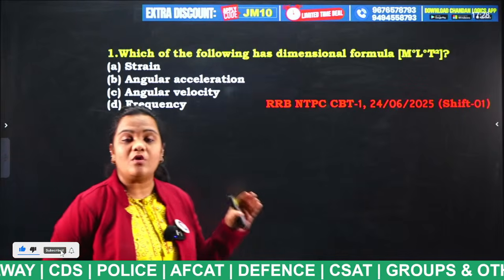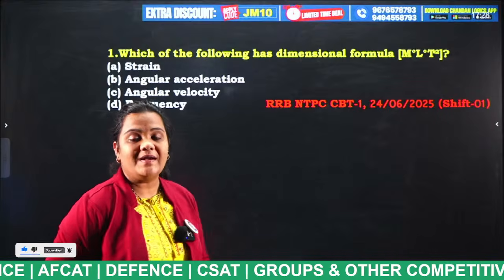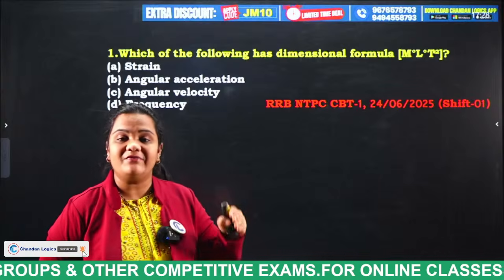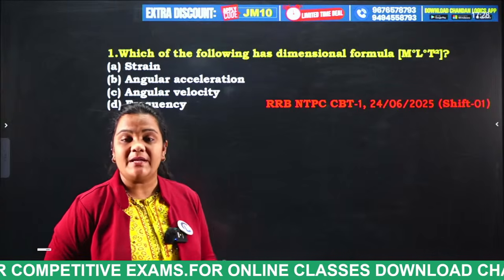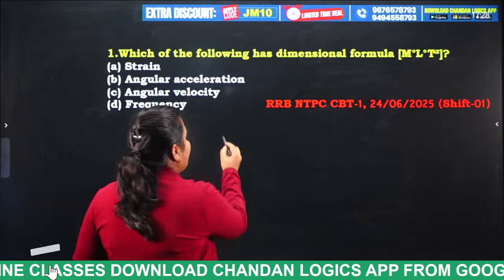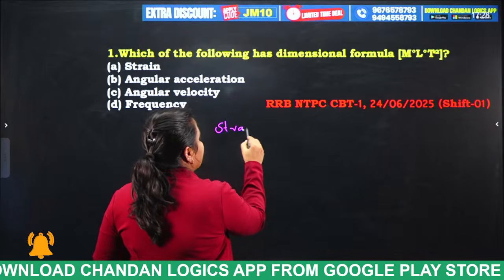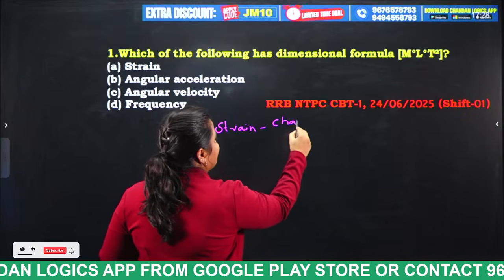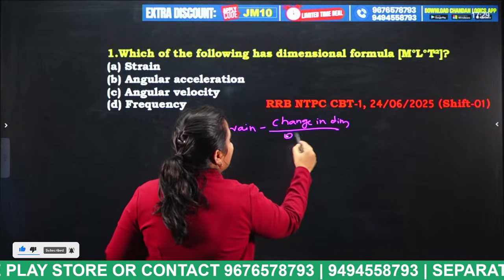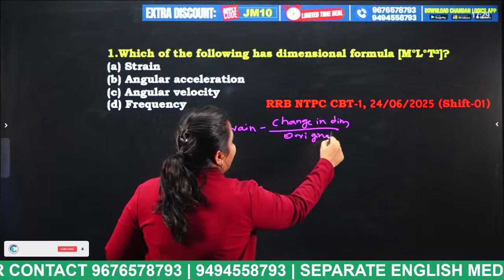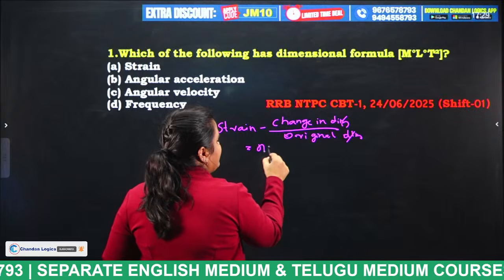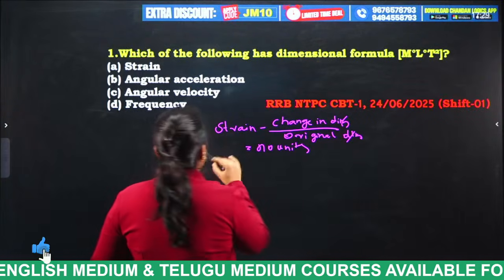At first you have to know the definitions of the given terms, and you have to know the units. So what is the definition of strain, students? Strain is nothing but the ratio of change in dimension to its original dimension. So here the dimensions get cancelled. So what will be the unit of strain? No units.